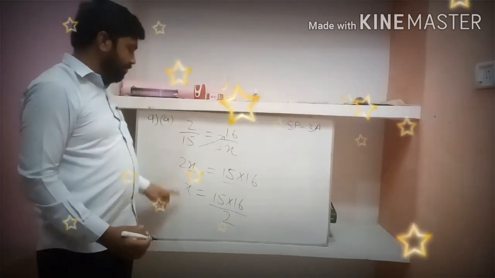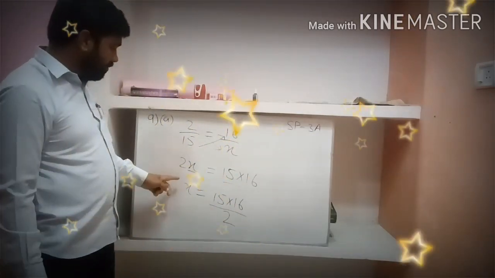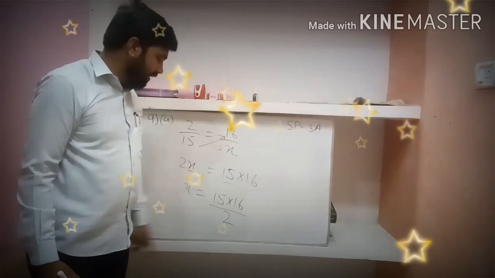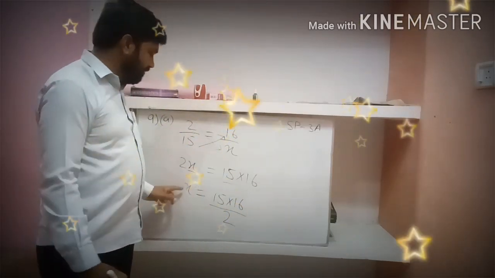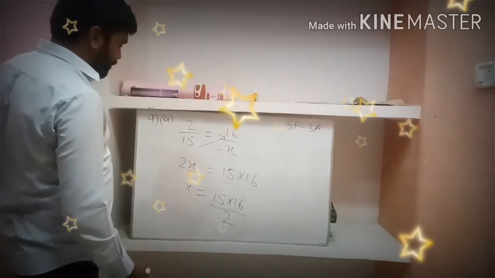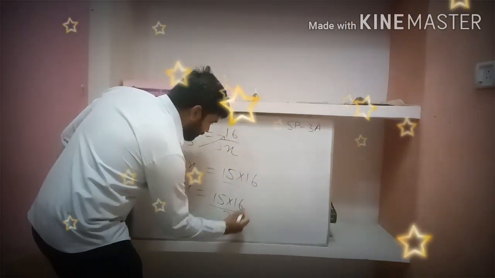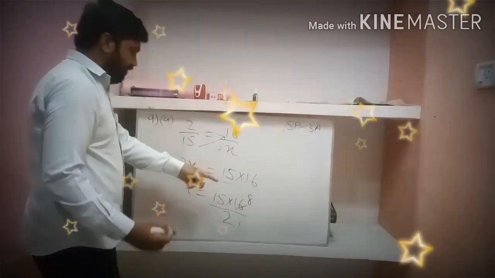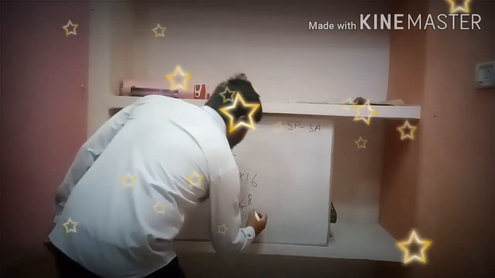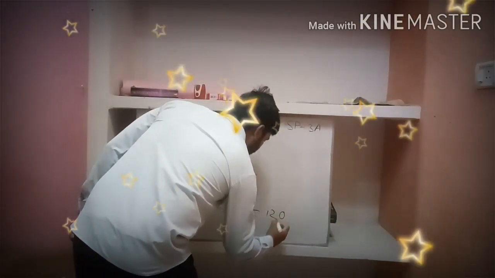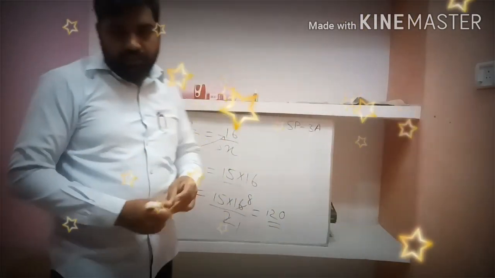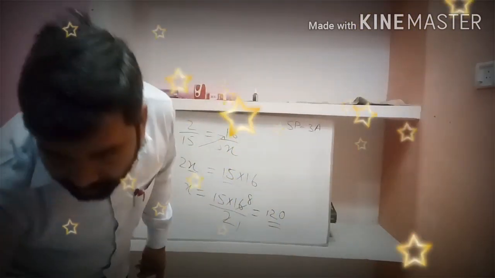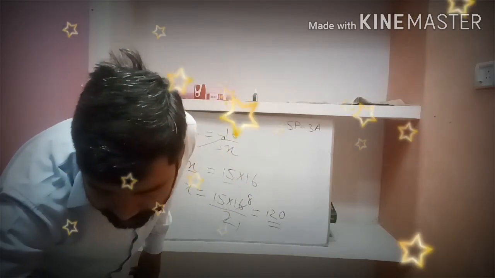Whenever you transpose any number from left hand side to the right hand side, its sign will change. Multiplication will be converted into division, plus will be converted into minus. Now here see, 2 1s are 2 and 2 8s are 16. Now 15 8s are 120. So what you got the answer? 120. So the value of x is 120. Okay, similarly do the other question also.